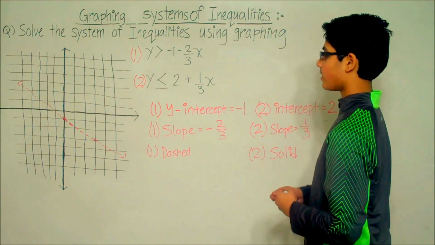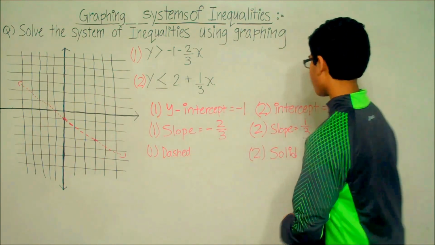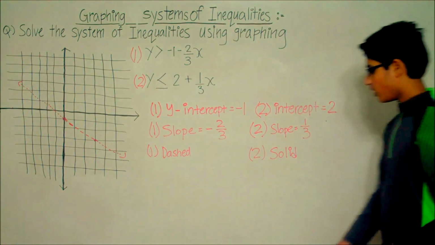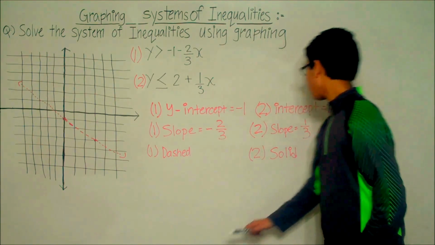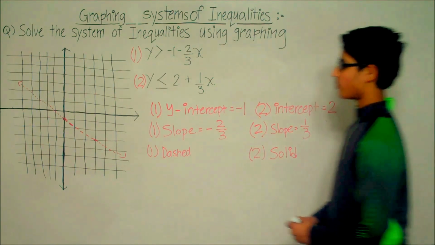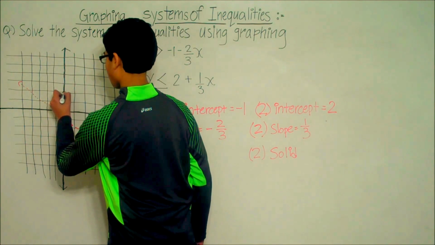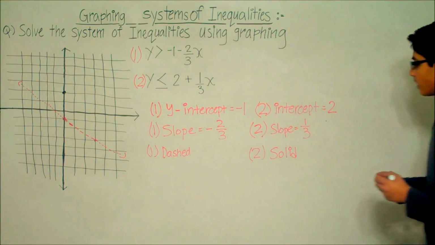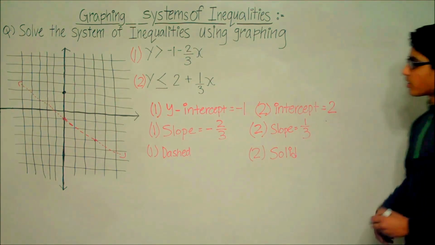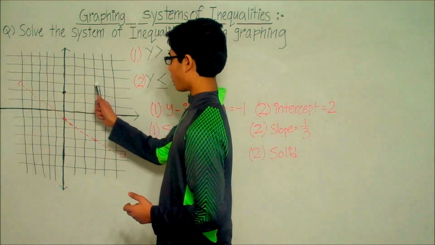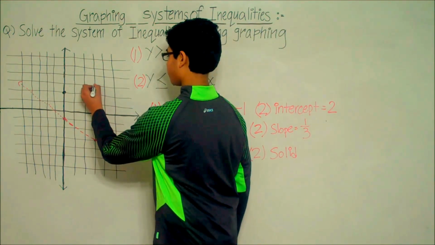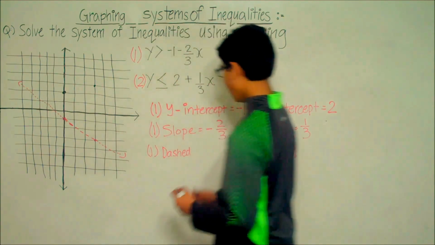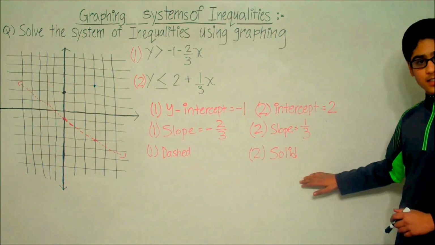Now let's graph the second line. For the second line, the y-intercept is 2, which is right here. And the slope is 1/3, so plus 1 over 3. And we know that this line is solid.